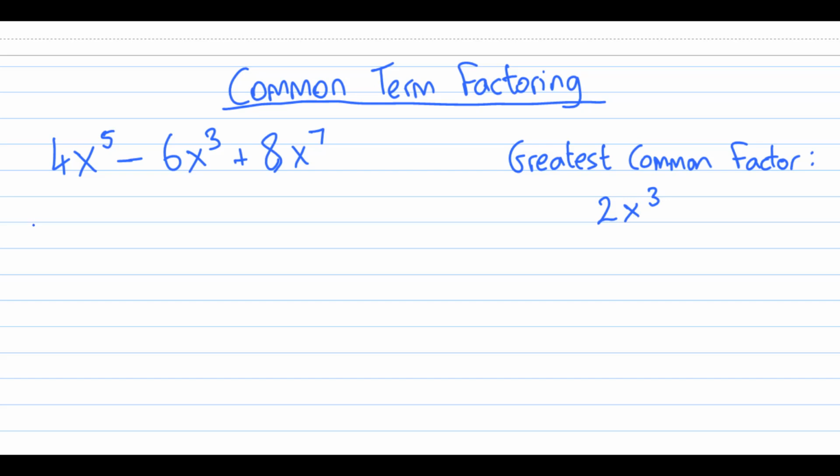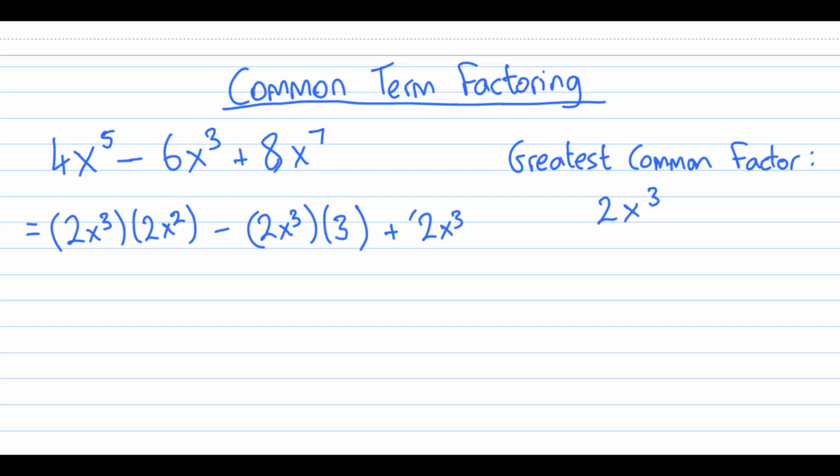So what we're going to do next is take each of those terms and rewrite them so that we can clearly see that 2x cubed is a factor in those terms. So 4x to the power of 5, that's 2x cubed multiplied by 2 times x squared, because 2 times 2 is 4, x cubed times x squared is x to the power of 5. For 6x cubed, it's going to be 2x cubed times, in this case, 3 is going to be the number, and x cubed is already taken out, so it's just going to be 3 left there.